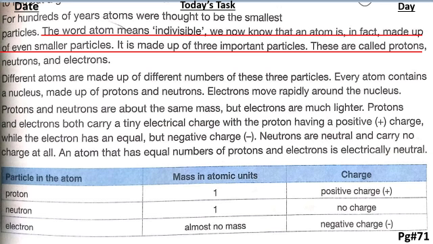That atom is made up of 3 important particles. These are the protons, neutrons and electrons. Protons have positive charge, neutrons have no charge, so that's why we can say that it's neutral, and electrons have negative charge. Different atoms are made up of different numbers of these 3 particles.